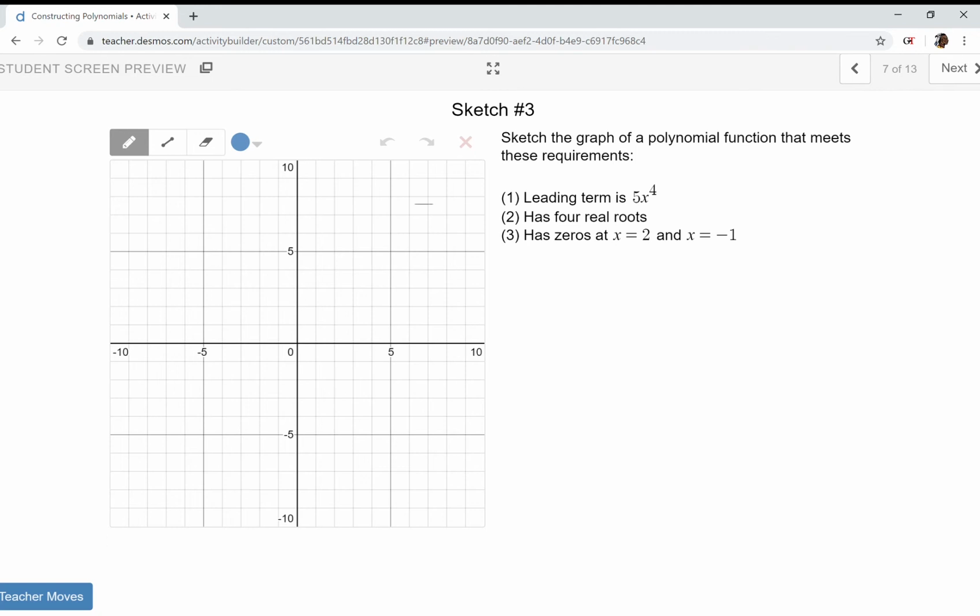Slide 7. Here for requirement 1, this is your leading term in standard form.